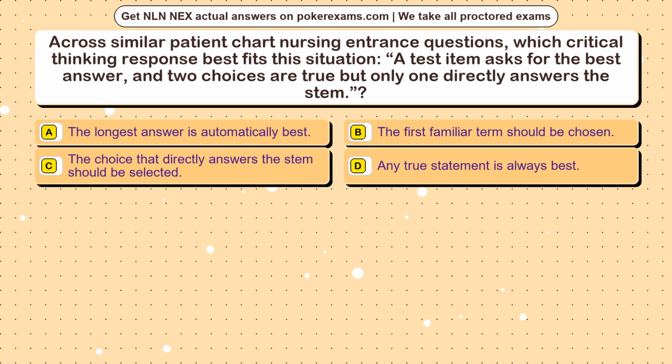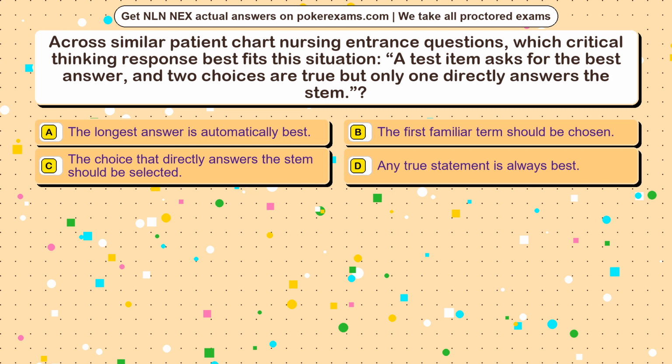Question 20. Across similar patient chart nursing entrance questions, which critical thinking response best fits this situation? A test item asks for the best answer, and two choices are true but only one directly answers the STEM. Option A. The longest answer is automatically best. Option B. The first familiar term should be chosen. Option C. The choice that directly answers the STEM should be selected. Option D. Any true statement is always best.